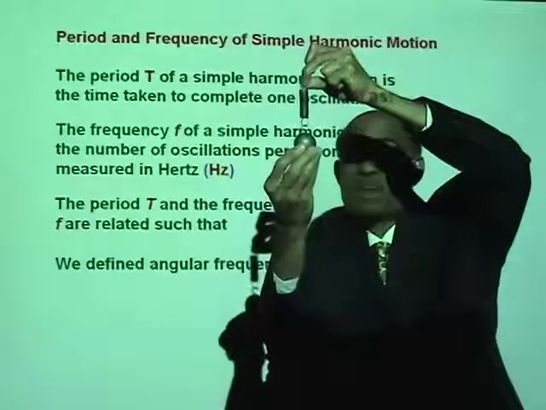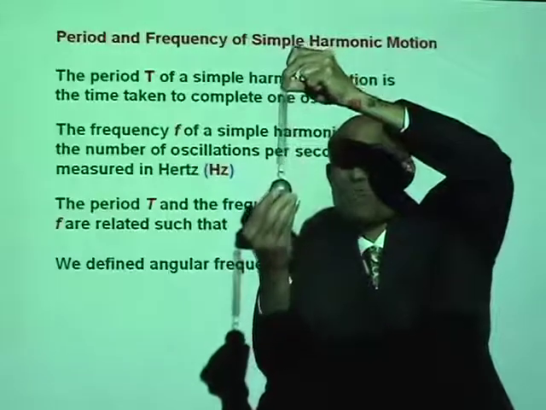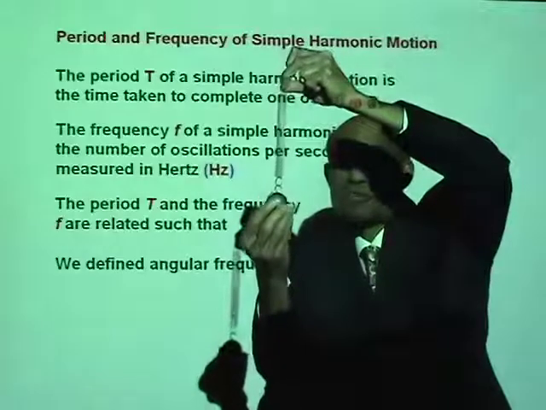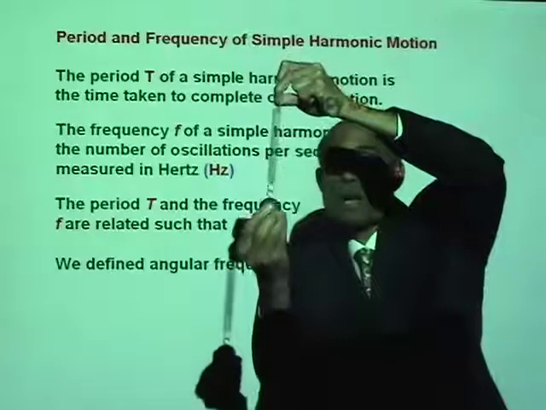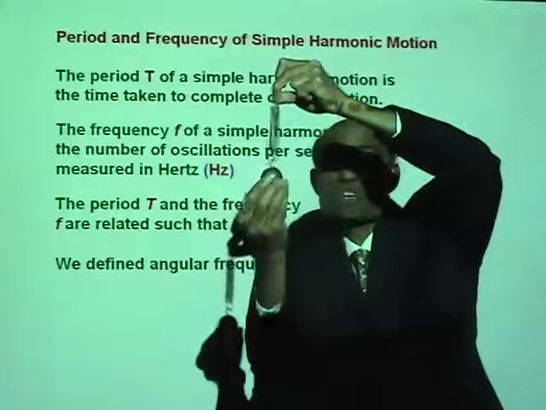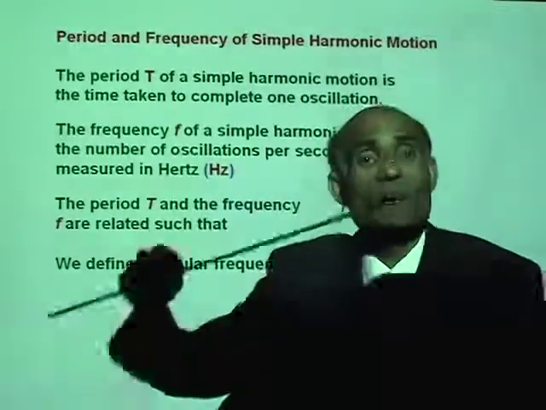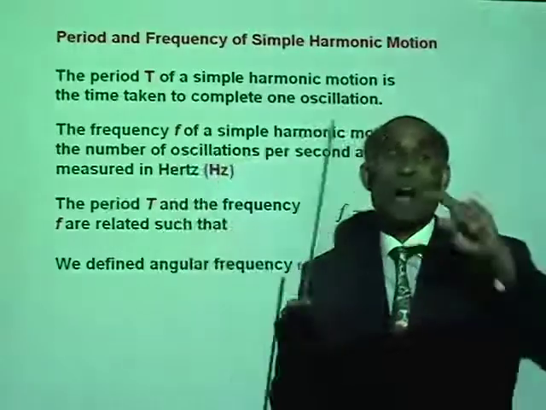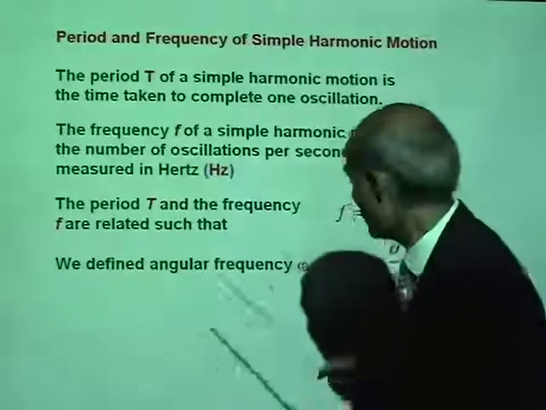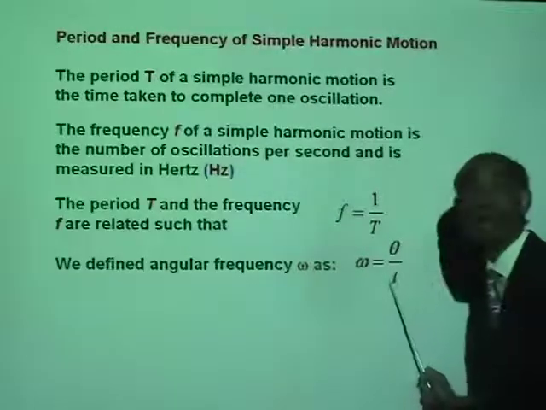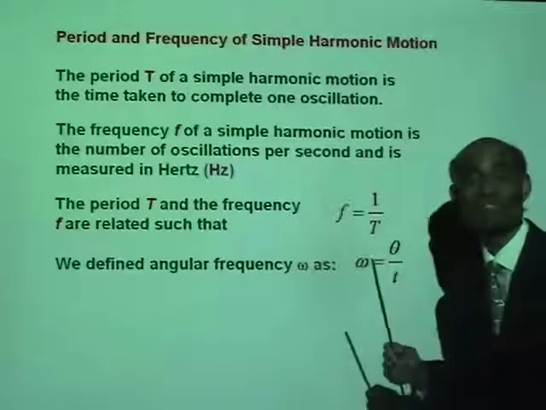Now, when it comes back to the equilibrium position, the angle increases from pi by 2 to pi. And now it goes to the lower extreme, angle increases to 3 pi by 2, comes back to the equilibrium position, the angle is 2 pi. So for one complete oscillation, the angle is 2 pi radians. That means when this time is 1 period, the angle corresponds to 2 pi radians.